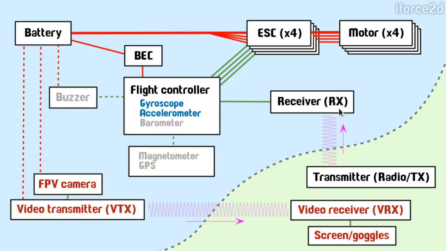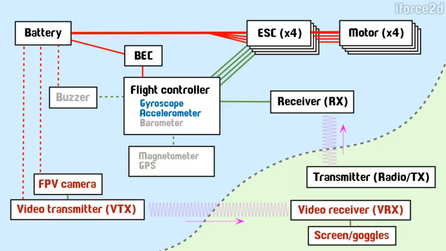Okay, over here we have the receiver, and this is often abbreviated as RX, especially if you're typing in conversations and online forums and so on. It's just a little bit shorter to write it that way. This is connected to the flight controller, and it's also connected to the transmitter, which is often called just a radio, or again TX for short. You're holding this in your hand, and the receiver is receiving instructions from you and passing that on to the flight controller to tell it what you want to do.